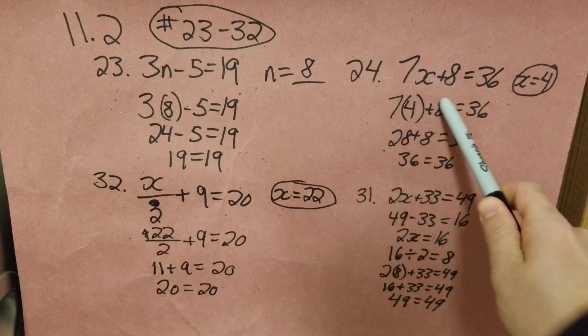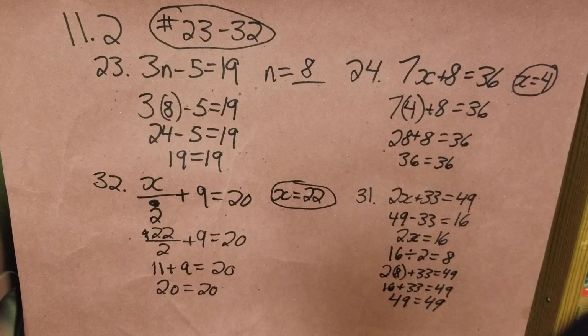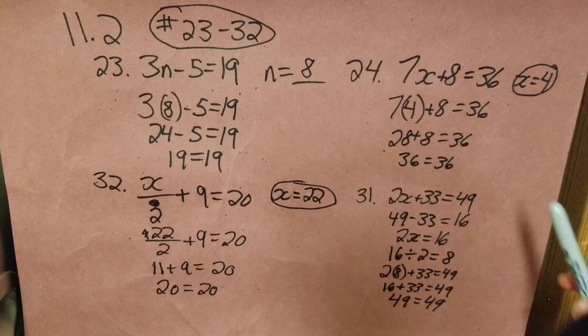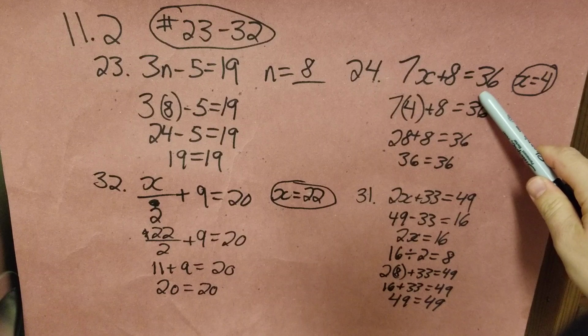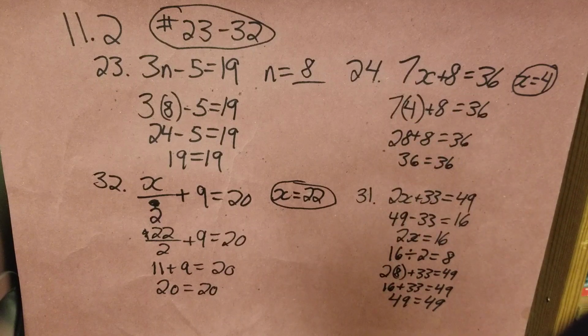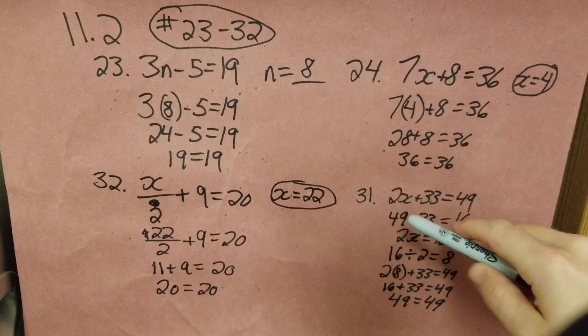Let's take a look at number 24. Same thing. 7x plus 8 is 36. Now, I'm already telling you what the answer is, but I want you to guess. Let's say I think it's 6. 7 times 6 is 42. My total answer needs to be 36 when I'm adding 8, so I know that's too high. Maybe I'll go too low. I'll guess 2. 7 times 2 is 14. 14 plus 8 is not 36, so I've got to go higher.